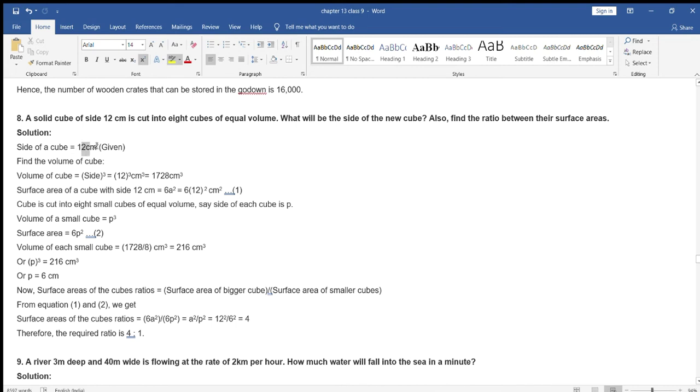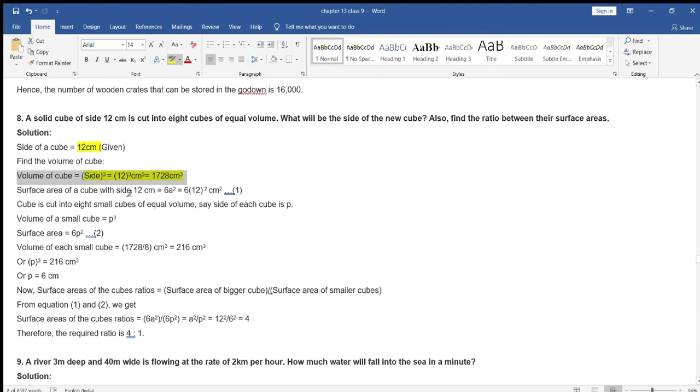The side of the cube is given to us as 12 centimeter. Volume is side cubed, so we find the volume of the cube. Now, it will be cut into 8 cubes of equal volumes. First of all, we have to find the ratio of the surface areas, so we find the surface area of the cube with side 12.